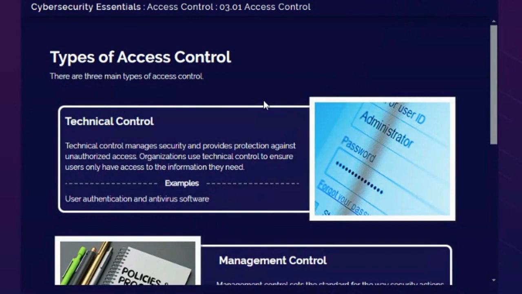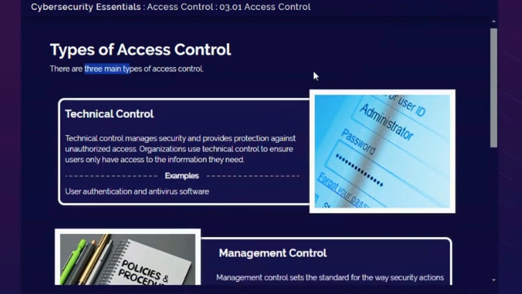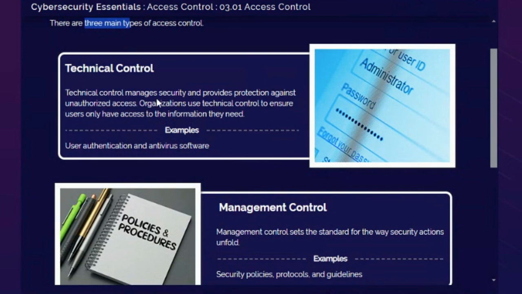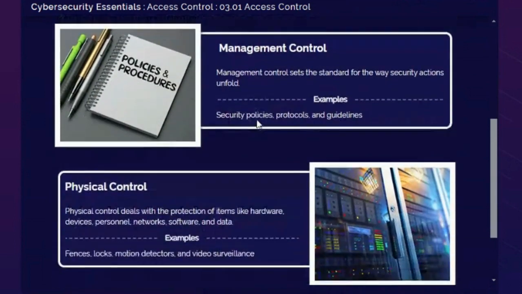Types of access control. There are 3 main types. Here we go. Technical control manages security and provides protection against unauthorized access. Organizations use technical control to ensure users only have access to what they need to have access to, right? So like user authentication, antivirus software, passwords, that kind of stuff. Management control sets the standard for the way that security actions unfold, like having security policies, certain protocols, and guidelines. So just what actual procedures are put in place.